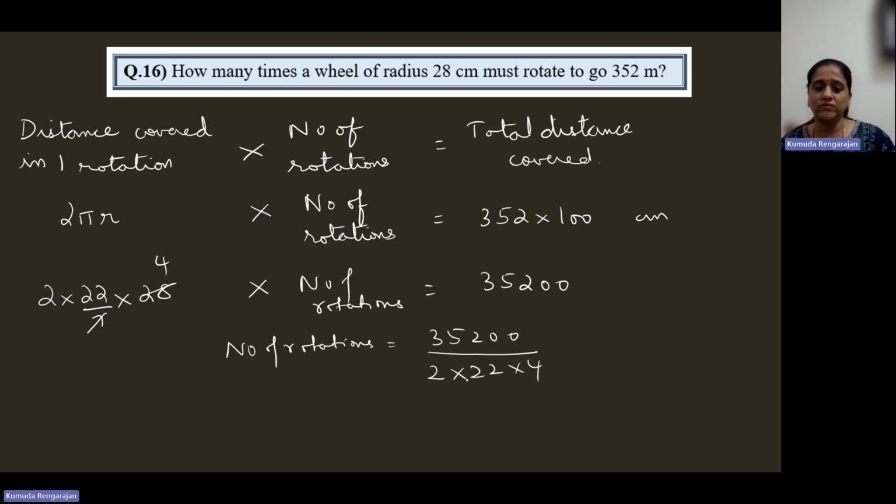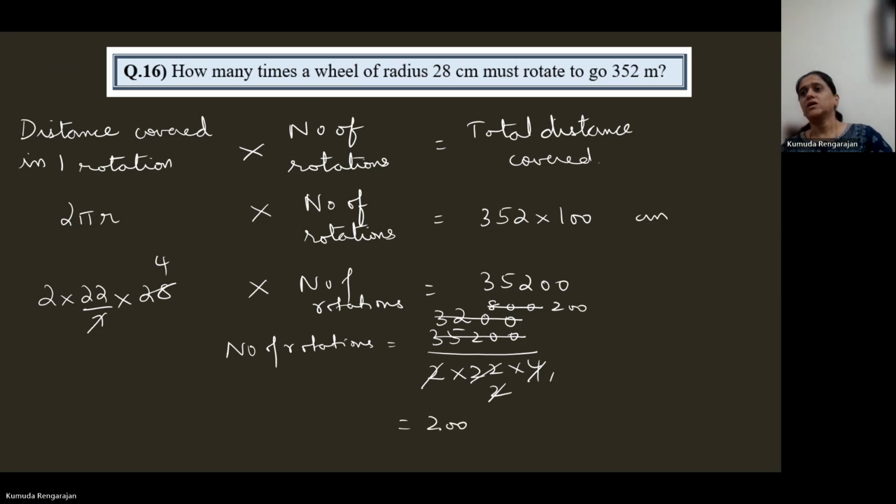Now cancel. In the table of 11, 11 threes are 33, 2 is a remainder. 11 twos are 22, 0, 0. Then 4 eights are 32, 0, 0. And then 2 into 2 is 4. And 4, 200 times. The number of rotations is equal to 200. So the wheel has to go 200 rotations to cover this distance. This is one way of doing it.